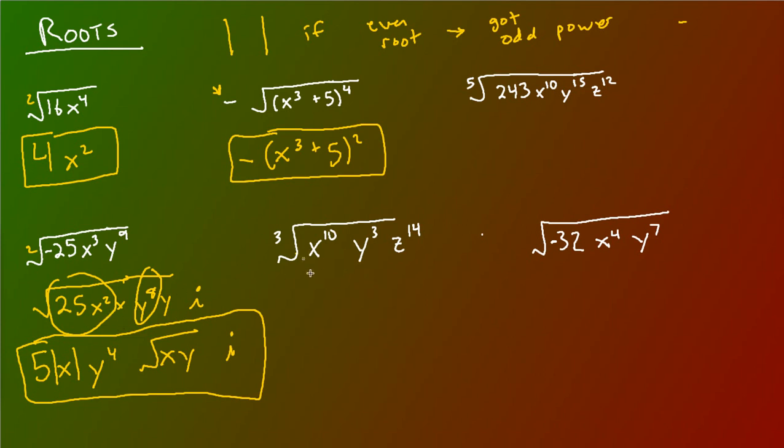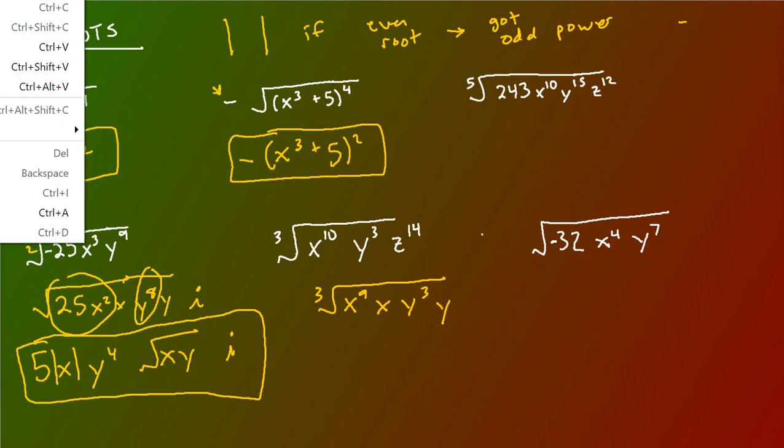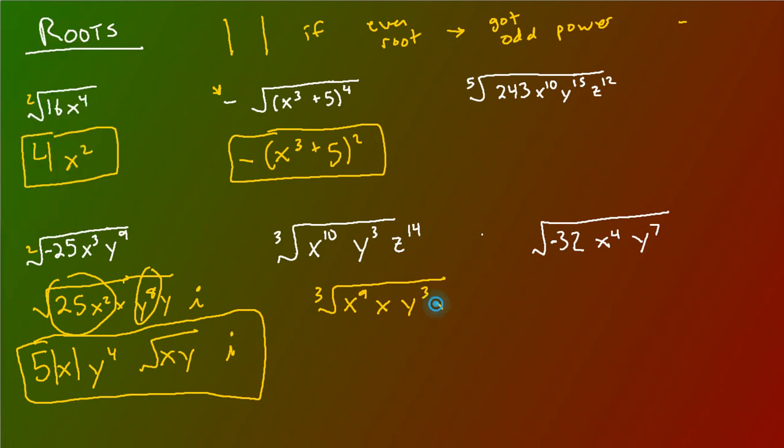Okay, this one. So I want a cube root, so I need to split these up so they're divisible by 3. So x to the 9. So you take the highest power. y to the third is fine. And then z, I want a z right here, to the 12th, it looks like. So those add up to 14, and those add up to 10, so we're good. Cube root of x to the 9, x to the third. Cube root of that. Cube root of that.